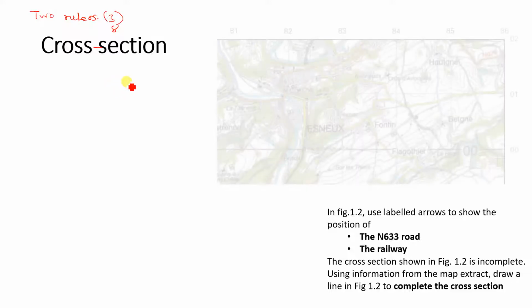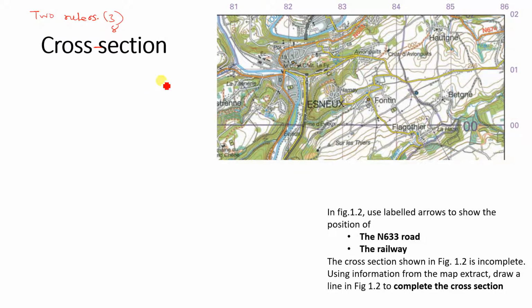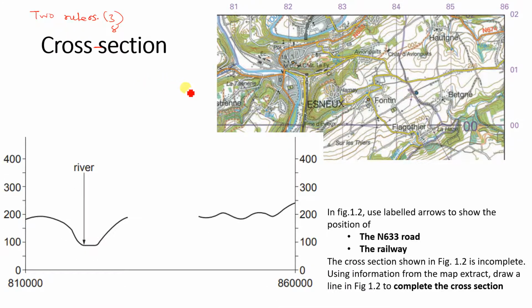So let's see. This is my map extract, and this is the question being asked. They said in figure 1.2, use a labeled arrow to show the position of the N633 road, and also we need to know the position of the railway. The next question is that the cross-section shown in figure 1.2 is incomplete. So you can see it is incomplete. Now, using information from the map extract, draw a line in figure 1.2 to complete the cross-section. This is quite simple. Like I said, go to the exam hall with 2 rulers.